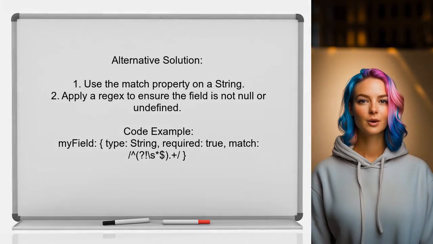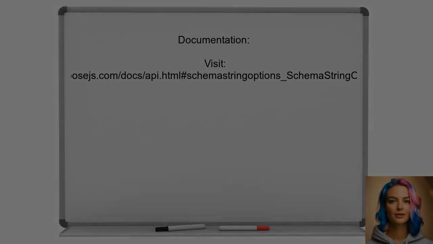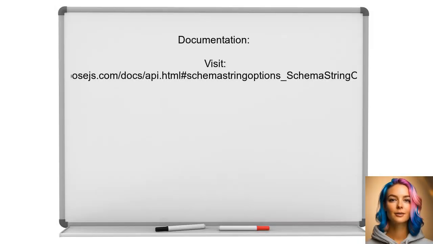An alternative solution suggests using the match property on a string field in Mongoose. This property allows you to enforce that the field is not null or undefined while still permitting empty strings. You can achieve this by using a regular expression. For more details, you can check the Mongoose documentation on the string schema and the match property.